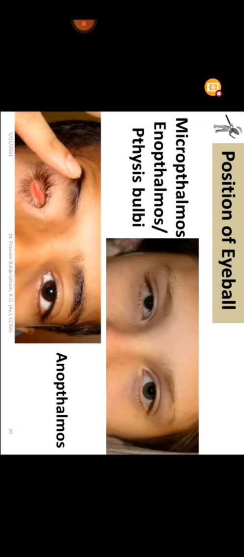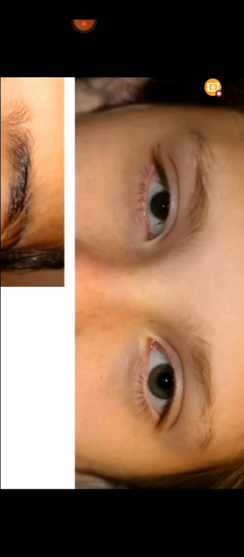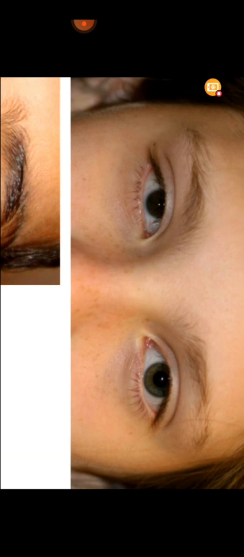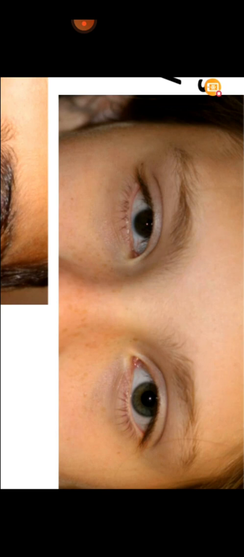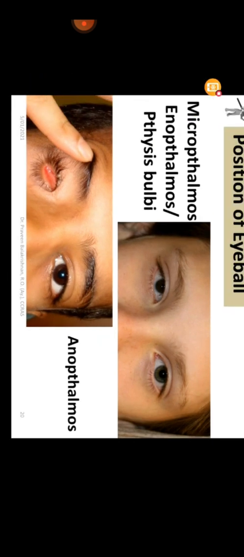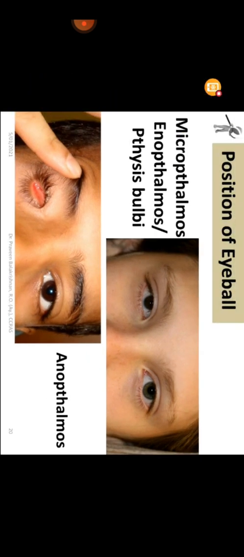Now, regarding the position of the eyeball, we have seen outward protrusion. Now we are looking at inward protrusion. You see this picture. You can see that the eye on the left side is normal, while the eye on the right side has gone inside. Okay, so there are three conditions which we call microphthalmos, enophthalmos, and phthisis bulbi. These three conditions can present as in picture 1.